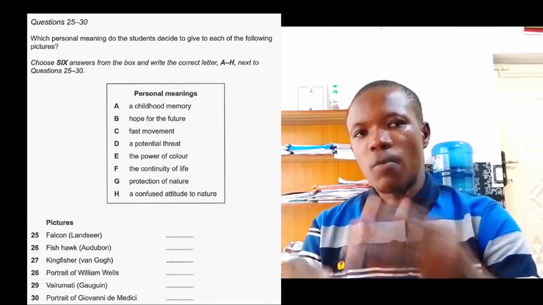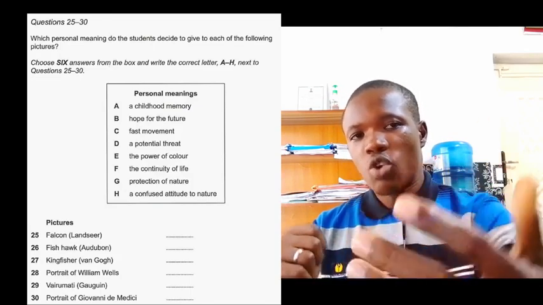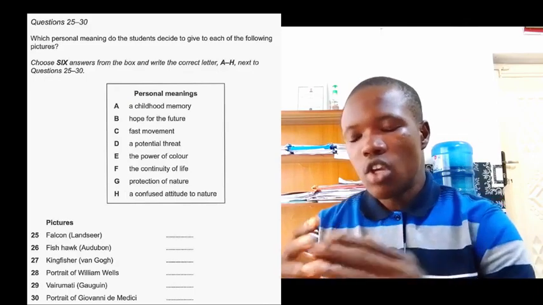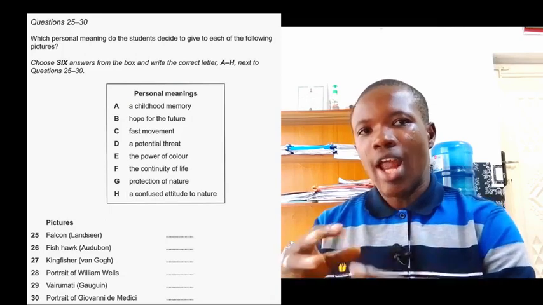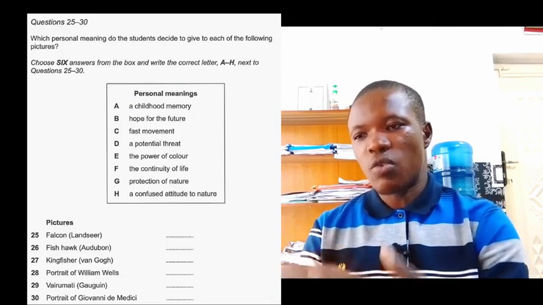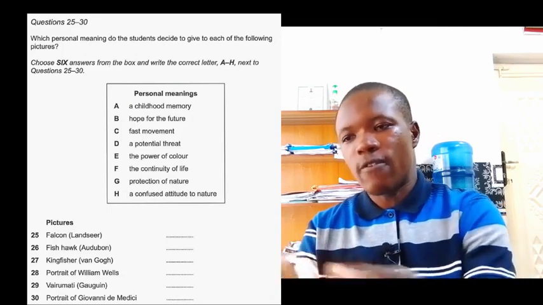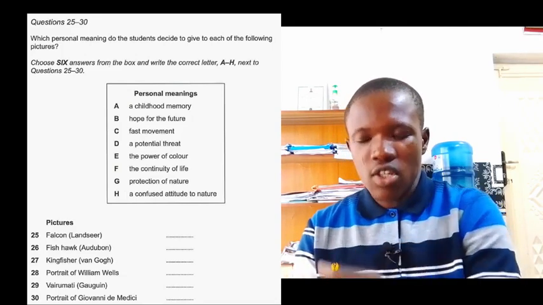And then B says hope for the future. That means something that has to do with the future. We believe that something is going to happen. Something may happen in the future. Then C says fast movement. So maybe an animal is moving very fast, or a person is moving very fast, or an item, or a car is moving very fast, and things like that.